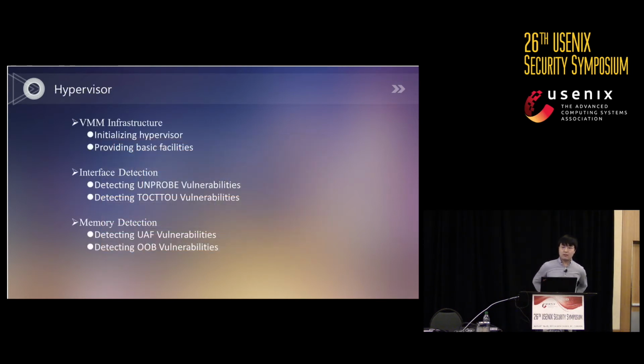The hypervisor consists of 3 logical modules. Among them, VMware infrastructure is used for initialized hypervisor and provide basic facilities. Interface detection is responsible for detect unprobe and Digtool, and memory detection is used for discovering UF and OOB.